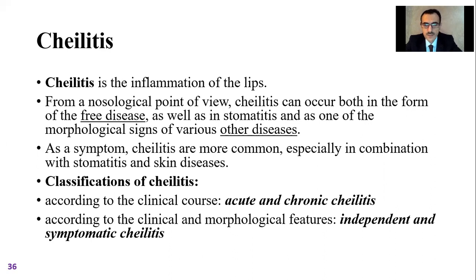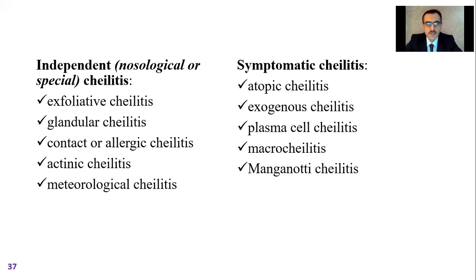There are acute and chronic cheilitis according to the clinical course, and independent and symptomatic cheilitis according to the clinical and morphological features. The independent or the nosological or special cheilitis include the exfoliative cheilitis, glandular cheilitis, contact or allergic cheilitis, actinic cheilitis, and meteorological cheilitis. Symptomatic cheilitis include atopic cheilitis, exogenous cheilitis, plasma cell cheilitis, macrocheilitis, and Melkersson-Rosenthal cheilitis.